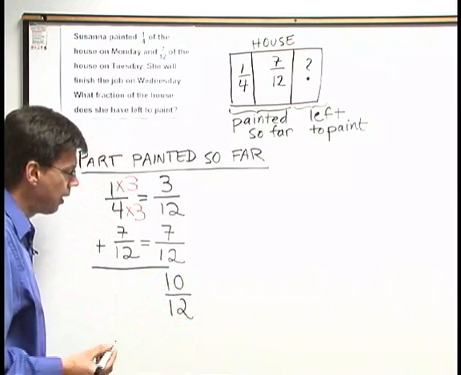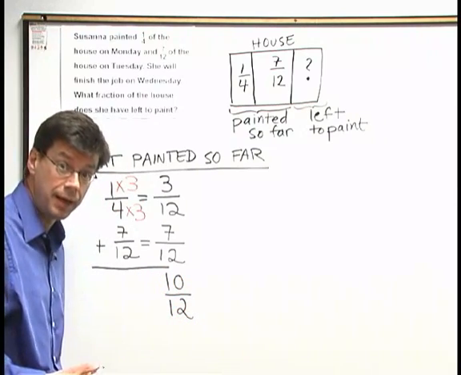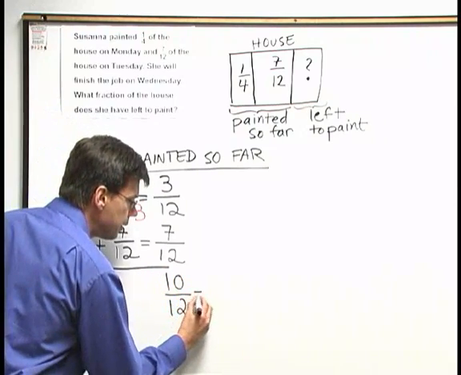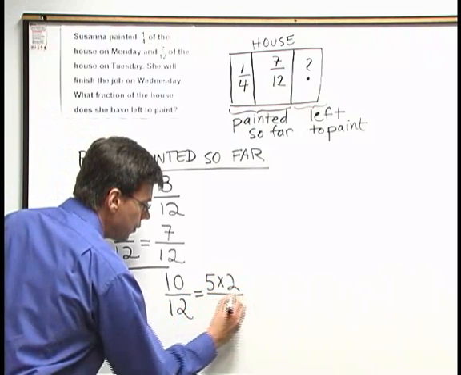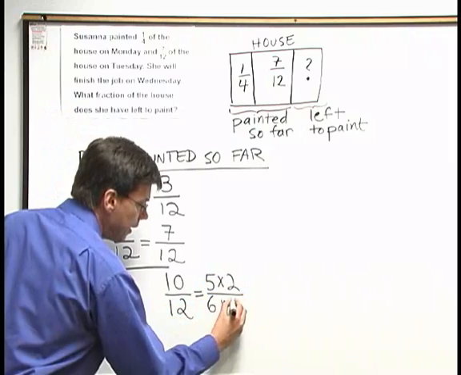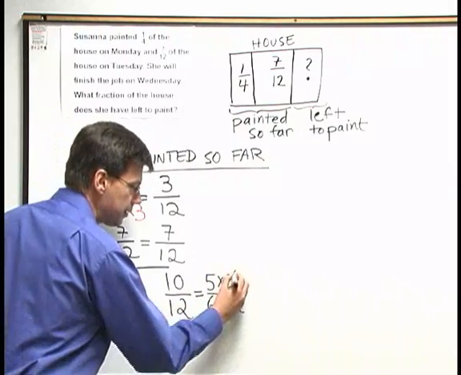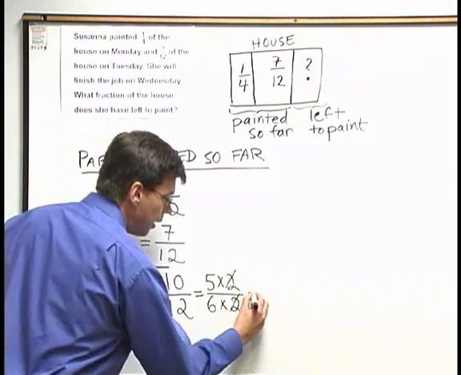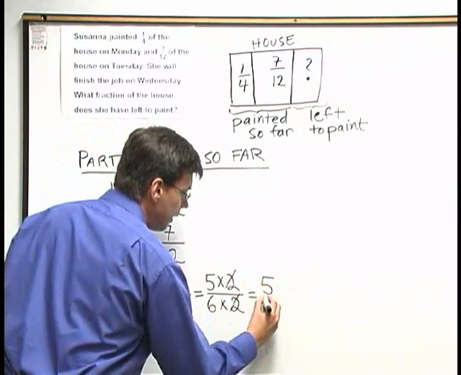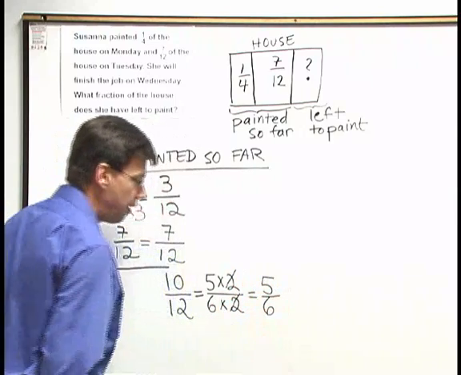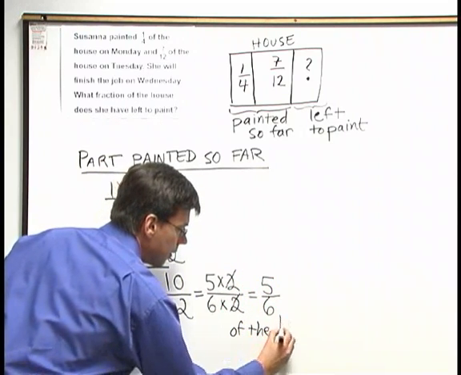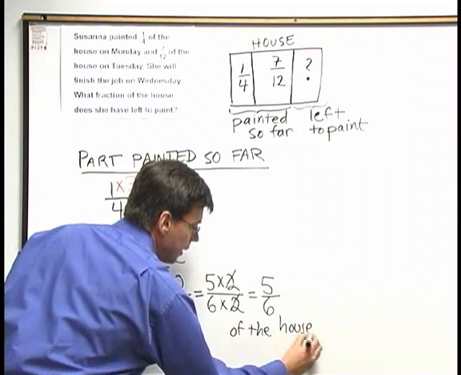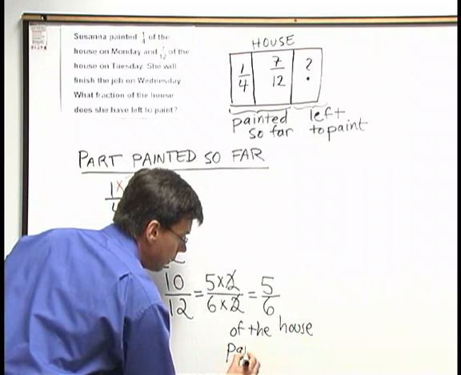10/12. And I can also reduce my answer. 10 is 5 times 2, over 12 is 6 times 2. Cancel a 2 above and below. I get 5/6 of the house has been painted so far.